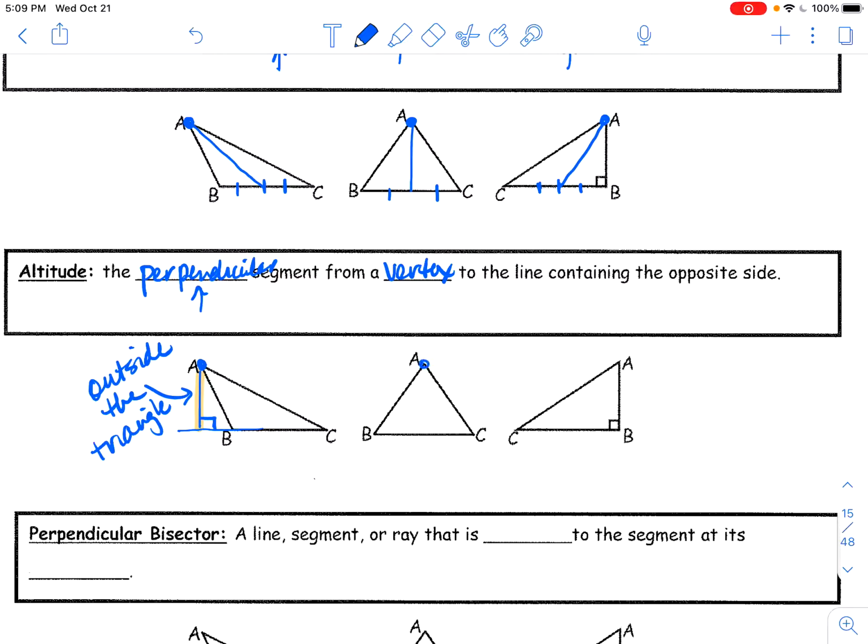In the next example, from vertex A, if I want to be perpendicular, if I want to be the altitude, I need to draw it straight down. And on the last example, from vertex A, sometimes your altitude can be a side of the triangle. So we can say on the side of the triangle, or on one side of the triangle.